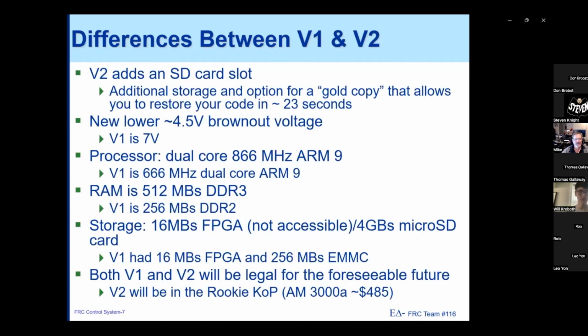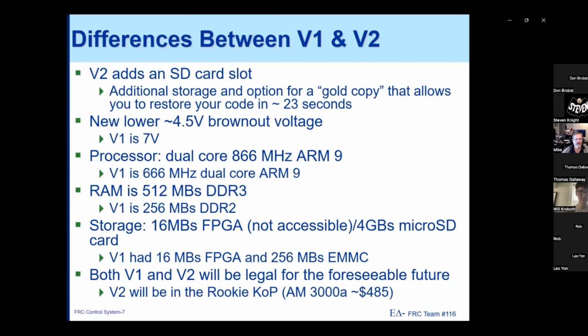To further amplify the differences between the RoboRio version 1 and version 2, of course, we talked about the SD card. It does have some additional storage and an option for a gold copy of the boot code so that you can restore your program back into the RoboRio in about 23 seconds or so in the event that you accidentally wipe it out while you're in the pits getting ready for competition. That does happen on occasion.